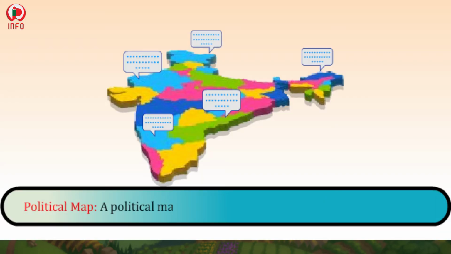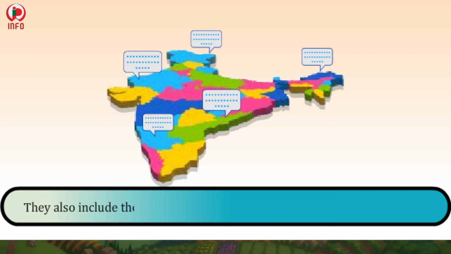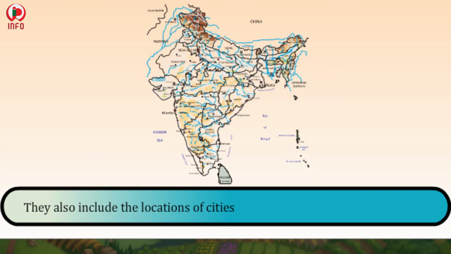Political map. A political map does not show any topographic features. It instead focuses solely on the state and national boundaries of a place. They also include the locations of cities.